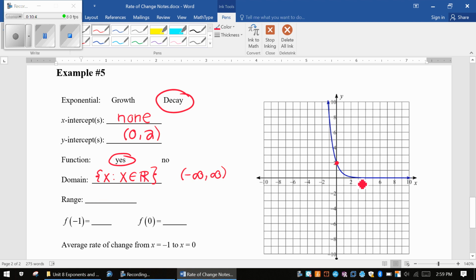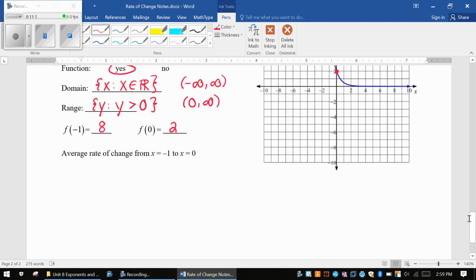Range, similar to example 4, is going to be all of the y values that are greater than 0. So y such that y is greater than 0. In interval notation, 0 to infinity. f of negative 1, we look at our graph, negative 1 leads us to a y value of 8. And f of 0, we've already used that one. That was our y-intercept, (0, 2).